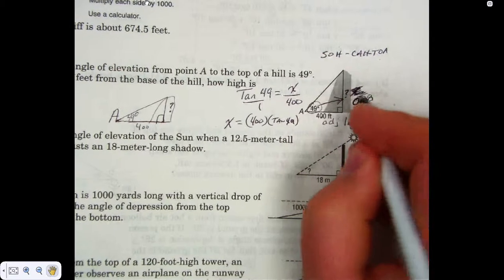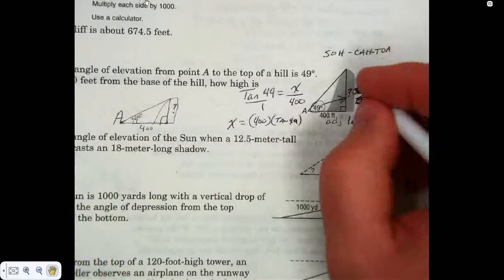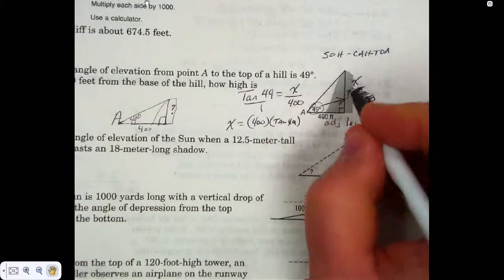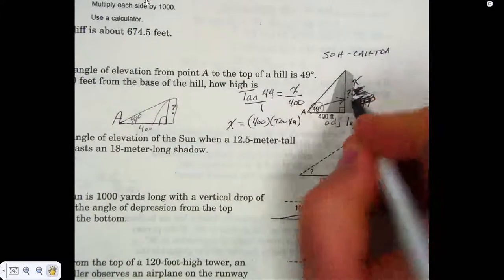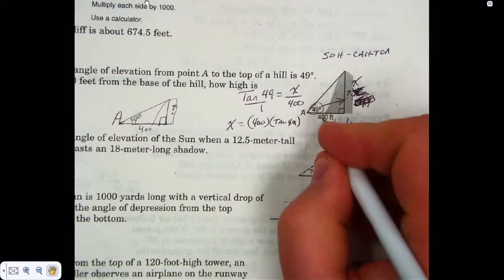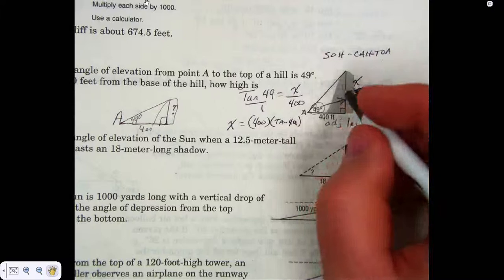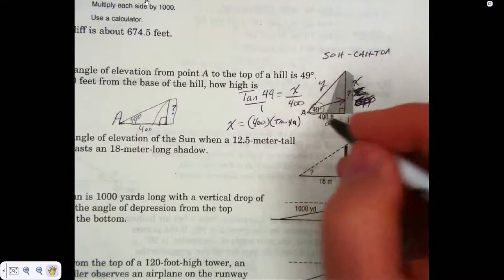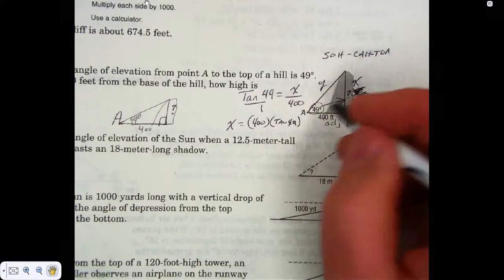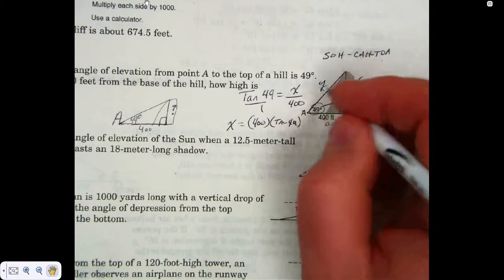They didn't give you an X. They gave you a question mark. This is what you want to find. So I made that my X. So the thing that I want to find, it's what? Opposite the 49-degree angle. They gave me a number for the what? Adjacent. So I could make this Y and use sine, or use cosine and find that. Yes, you could. But I'm finding something I don't need. Okay?